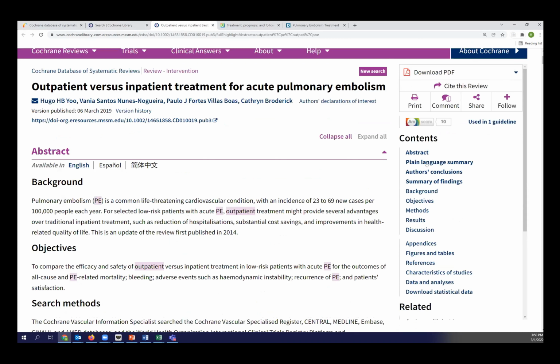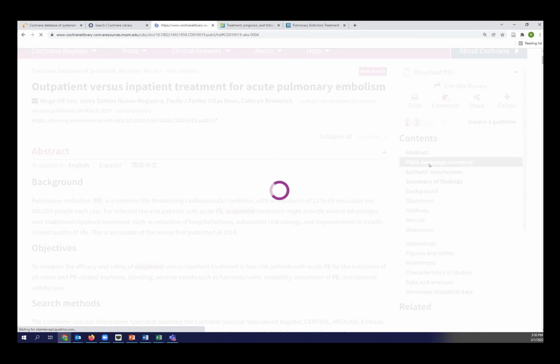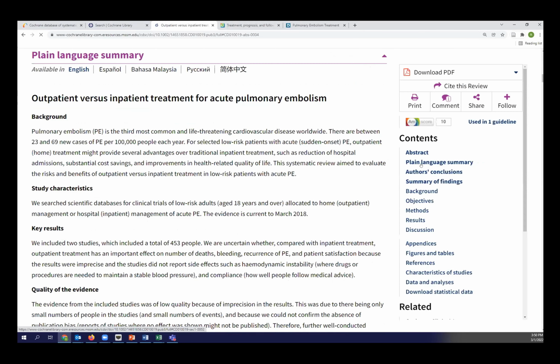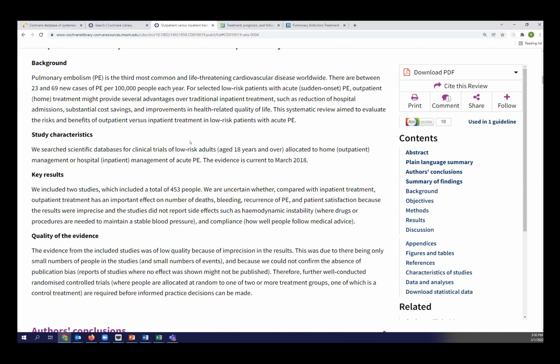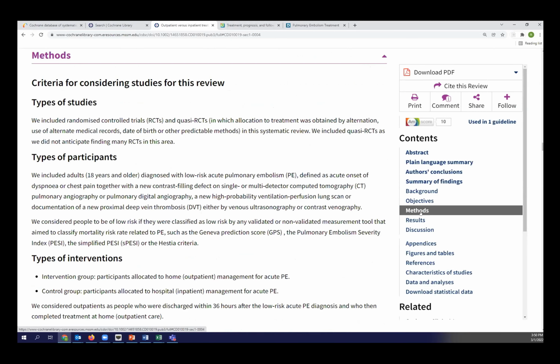I will just scroll through the contents, jump down, for example, to the plain language summary that I wanted to call out, or that I did call out before, to get a quick, and again, plain language-ish overview of the topic. And then I'll jump down to the methods to highlight some of the things that I was mentioning before.